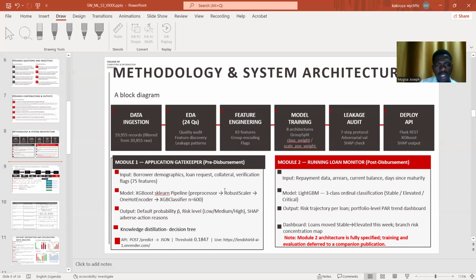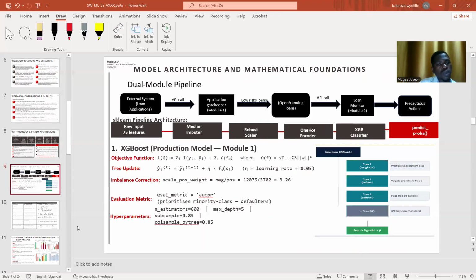And then model one: these are just the inputs of the model, the borrower demographics, the collaterals, and verification flags. There are about 75 features, and we are going to look at them in the next section. To clarify, in module 2 the architecture is fully specified, but its training and evaluation are deferred for the companion publication coming later.